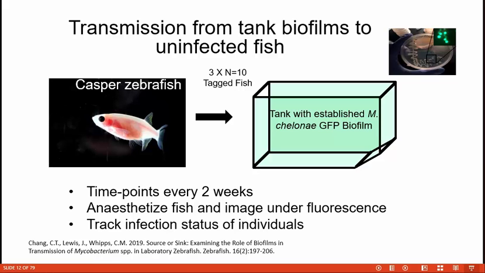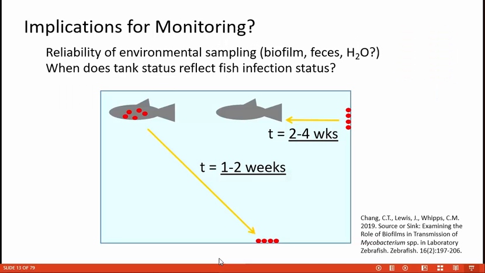So we look every 2 weeks, and what we saw was an increasing prevalence of infection in those fish over time. And so this is work that was published in 2019. If you want more details on that, you can check that out. Bottom line is this. When you have infected fish, you start detecting mycobacteria in those biofilms within a couple of weeks, so pretty quickly. So that means that this is probably pretty good for monitoring if you've got an infected fish.